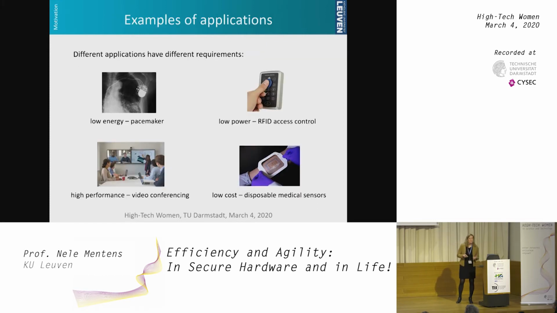Which parameters are important depends on the application. For example, when we look at pacemakers, then low energy is important because we want the battery to last as long as possible. When we look at RFID access control systems, then low power is important because the RFID tag needs to be powered wirelessly by the reader. So we need low peak power consumption. When we look at video conferencing systems, then high performance, or actually low latency, is important. And when we look at disposable medical sensors, then low cost is important because these sensors do not last long. We want to be able to throw them away.